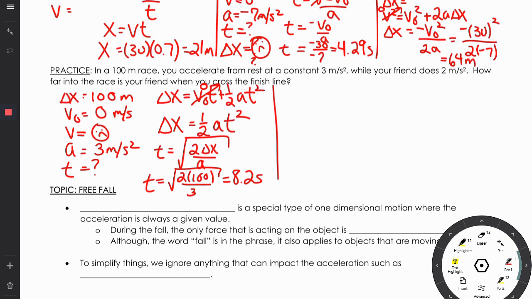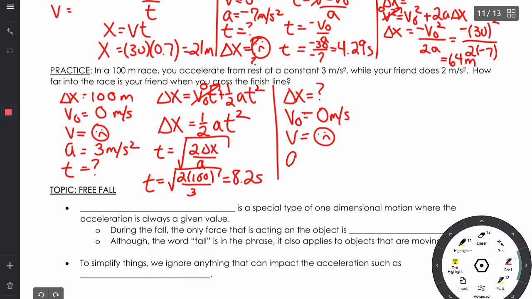Okay, so now we do the same thing on the other side. All right, so delta x is for your friend. That's what we're looking for. We know they start from rest. We don't care about their final velocity. We have their acceleration, which is 2 meters per second squared. And now we know how long their actual race is because we're going to win the race. We know that they're going to stop after 8.2 seconds.